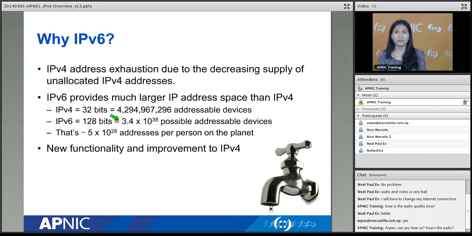So you need to be able to address the issue. That's why we have IPv6. I'm not saying here that right now we don't have any more IPv4 addresses. We do, but we are on a limited supply.